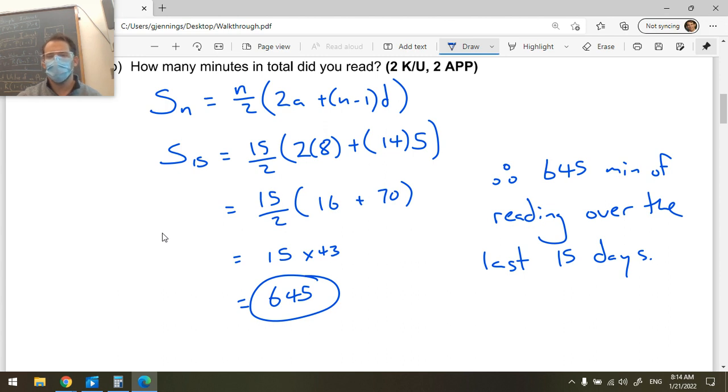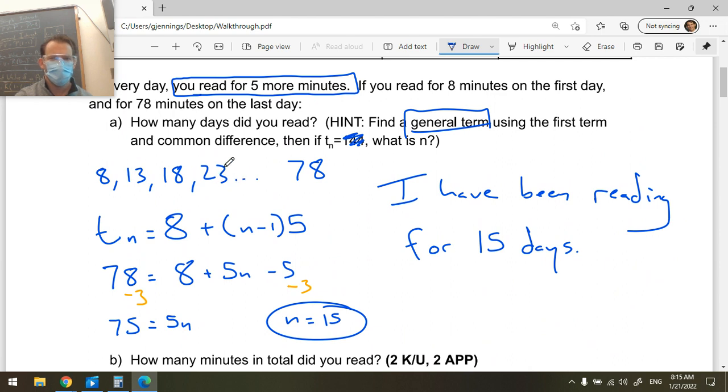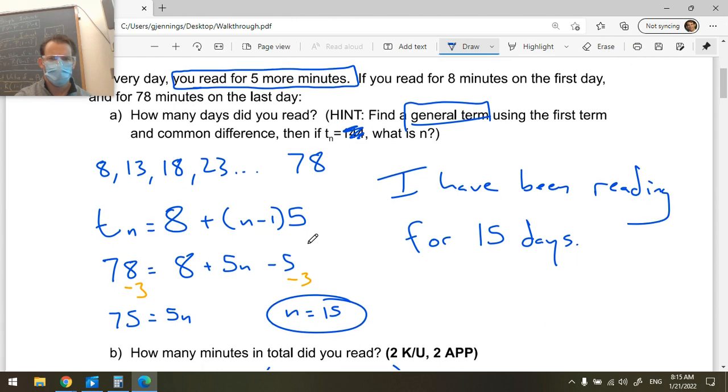Interestingly enough, if I wanted to calculate the average number of minutes that I've been reading per day, it would be 23 minutes because 645 is divisible by 15. That's kind of cool. So it's not a weird, funky decimal. It's exactly 23 minutes of average reading time. And there it is right in the middle there. That's the middle term. How is that true? How is that possible? Anyway, I'll have to come back to that and see.